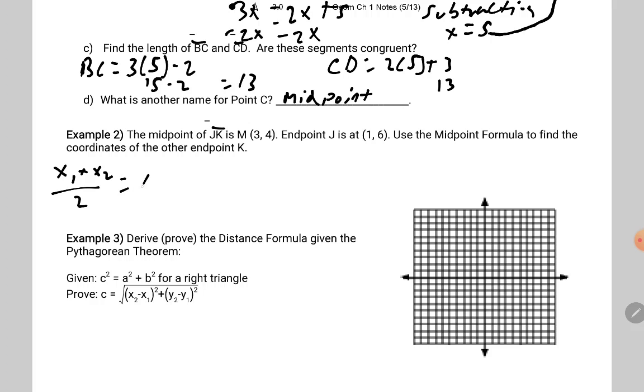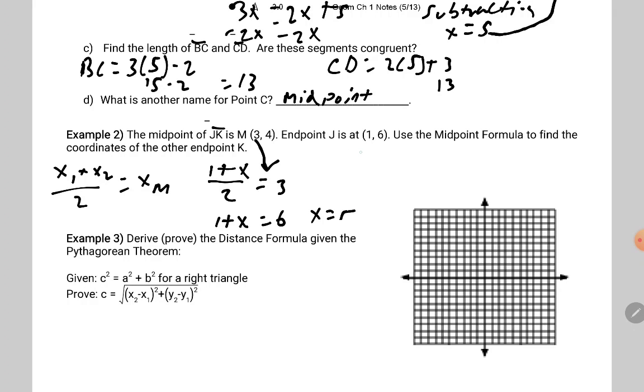So here's my X. But I'm going to fill in everything I know. So I know one of the X's is this one. So I'm going to put 1 plus, we don't know what the other one is, so I'm going to put X, divided by 2. But we do know what the midpoint is. It's 3. Okay. Now I solve for X. I'm going to multiply both sides by 2 and get 1 plus X equals 6, so X equals 5.